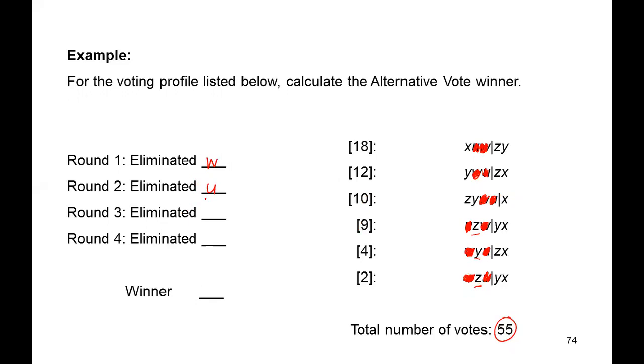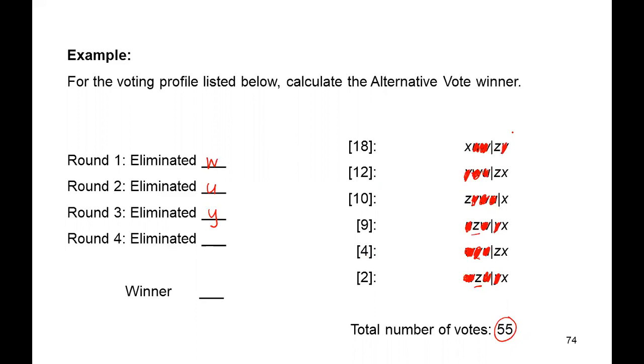We have to eliminate another alternative. And now Z 19, X 21, X 18, and Y 12, and 4 16. So now Y is the weakest alternative. So we eliminate Y, and now we will be left with only 2 alternatives. So we must have a majority winner now. It is an odd number of voters, and we don't have ties.